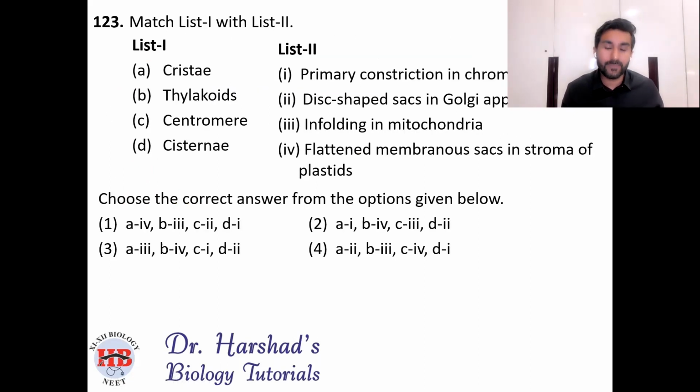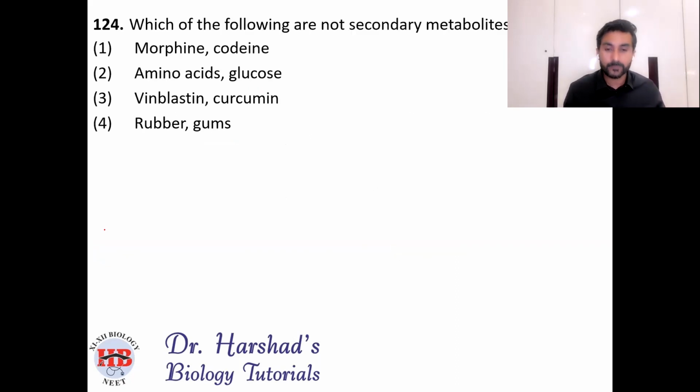Again, a straightforward match the column, or rather an easy match the column. We all know cristae are infoldings of the mitochondria. So option A would be 3. Thylakoids are flat sac-like structures found within the plastids. So B would be 4. Centromere is the narrowing, so it's a primary constriction of the chromosome. Cisternae are parts of the Golgi apparatus. So D would be 2. So A3, B4, C1, D2. The answer would be option number 3.